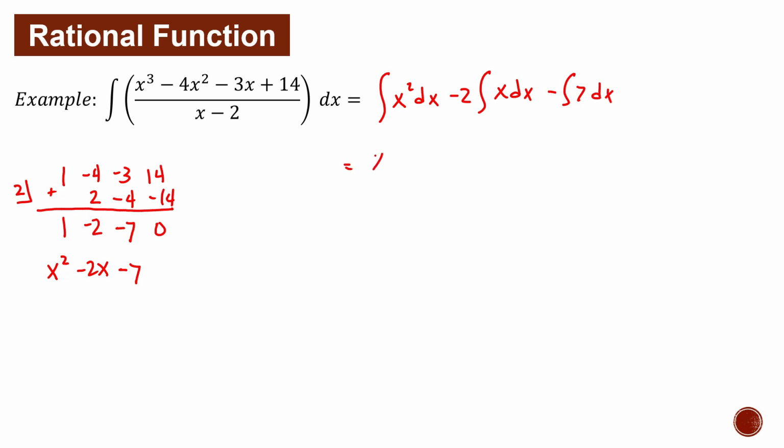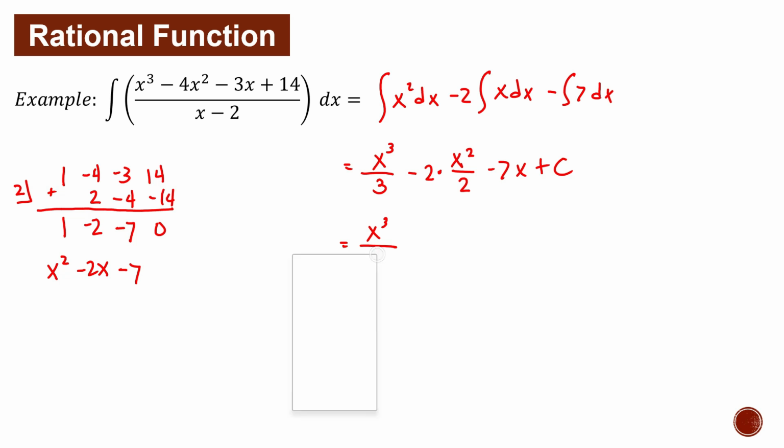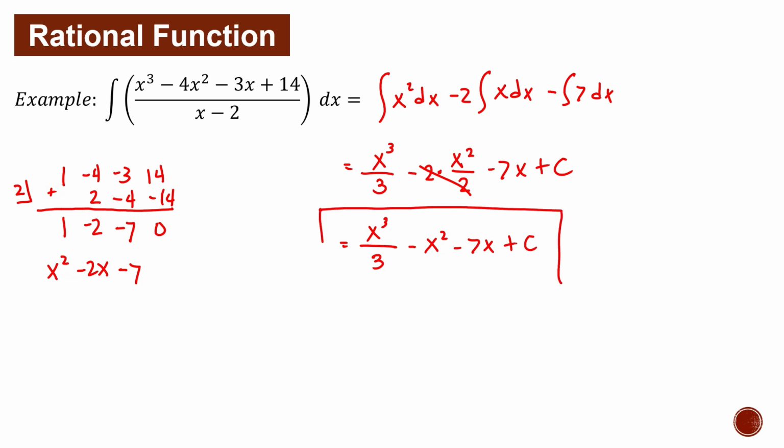So this will be equal to x cubed over 3 minus 2 times x squared over 2 minus 7x plus c. And so our final answer is x cubed over 3 minus x squared. We can cancel this out. Minus 7x plus c. There you go. All right, let's go to the next example.